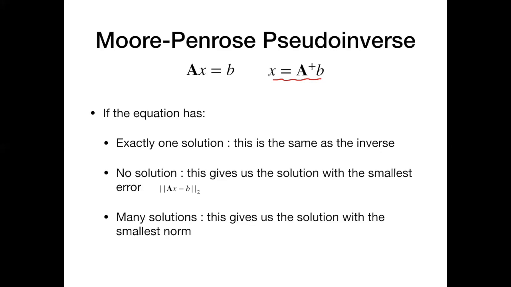In the third case, if there are many solutions, this can give us the solution with the smallest norm of x. So this is very, very useful, very, very interesting. But in this chapter, we won't go very deep into the details of the proof of the theory. We just need to get some insight and the concept of the linear algebra.